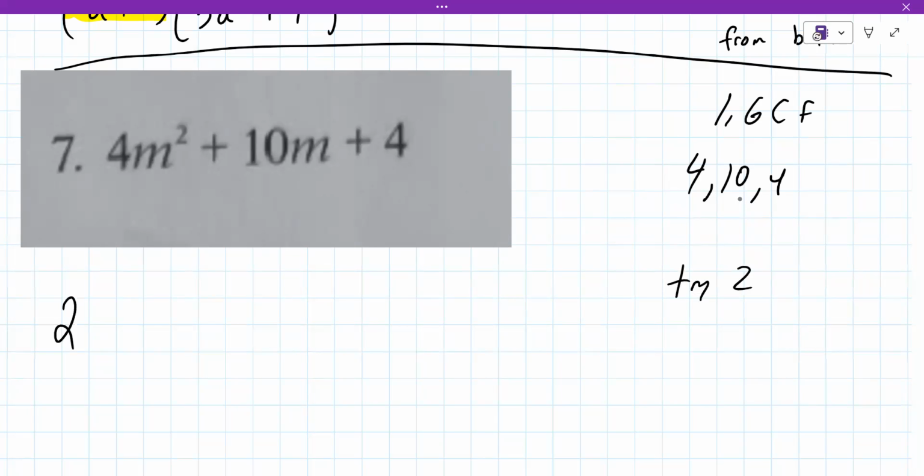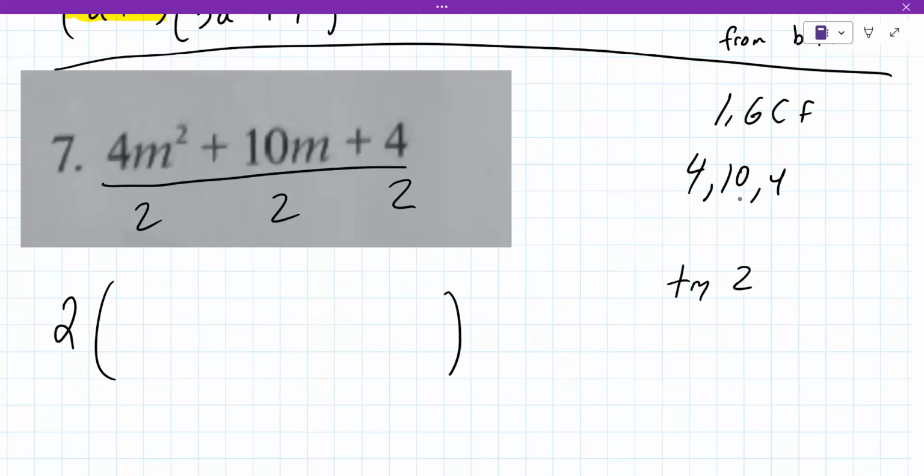We don't have to make a big deal out of it. Just divide each of these by 2. What is left over here? 2m squared plus 5m plus 2. Good. Now, if there were another number that was a GCF, we would see it. There'd be a number that goes into 2, 5, and 2, but there's not.